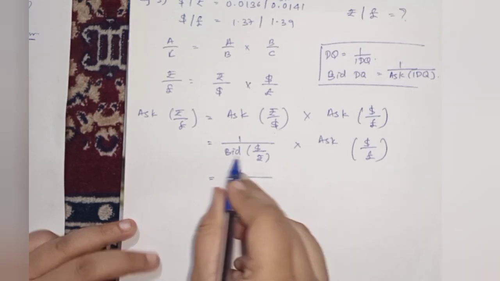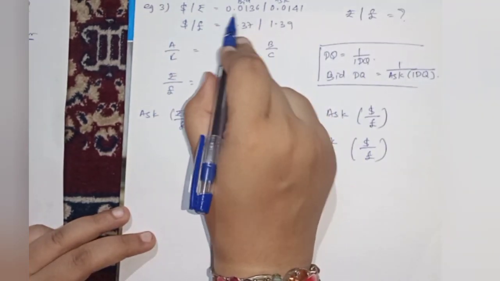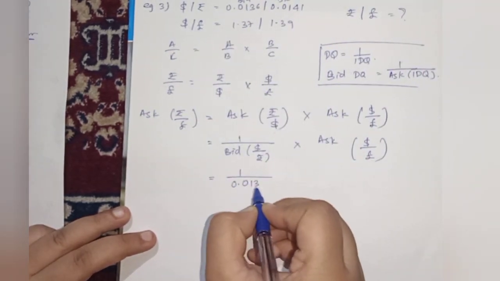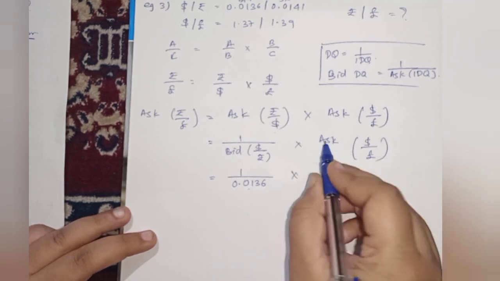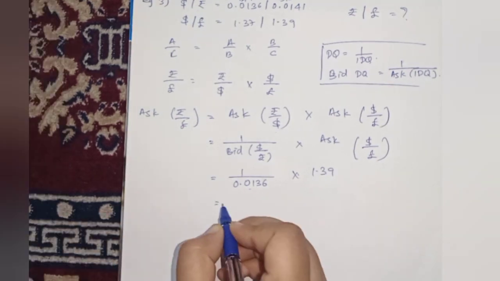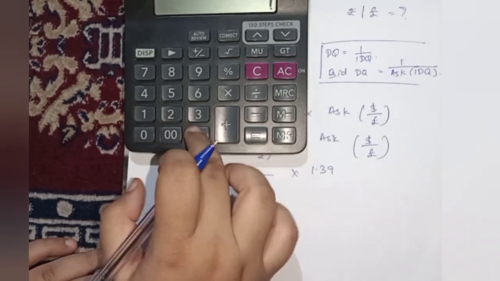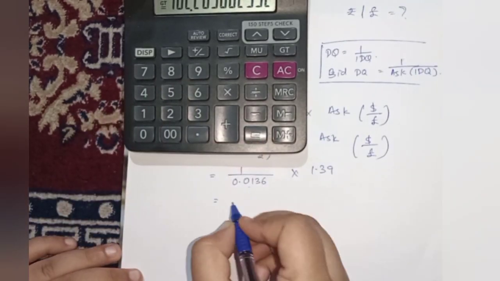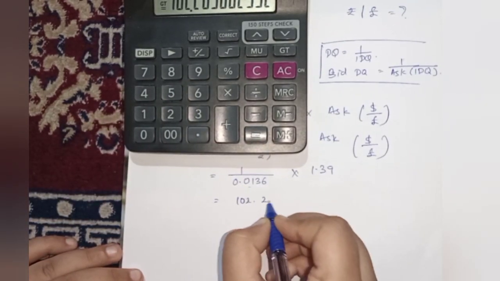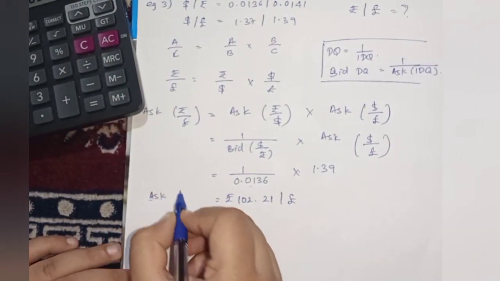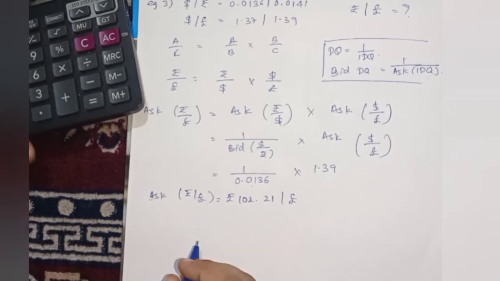What is bid of dollar upon rupee? Bid of dollar upon rupee is this and not this. So we will take this value 0.0136 into ask of dollar upon pound. Dollar upon pound ask rate is 1.39. So we will solve this and get the value 1.39 divided by 0.0136. This is 102.21 rupee per pound. This is the ask rate we have got of rupee per pound.